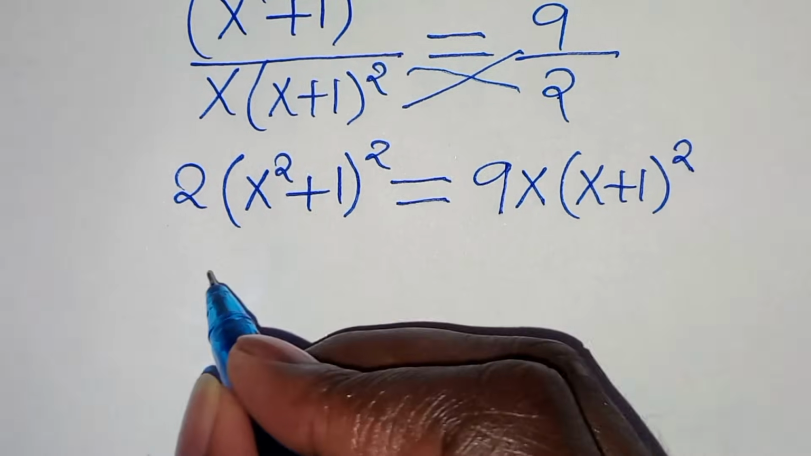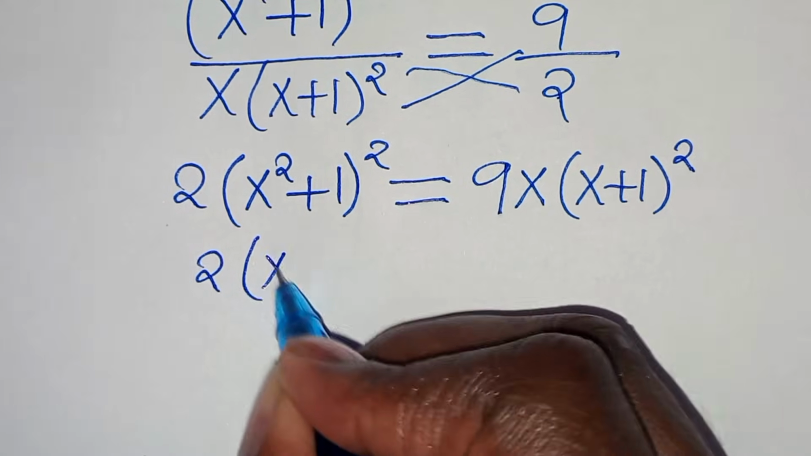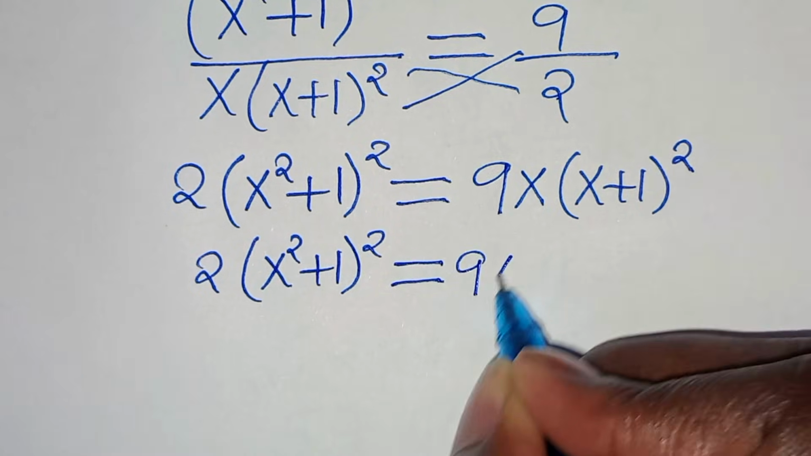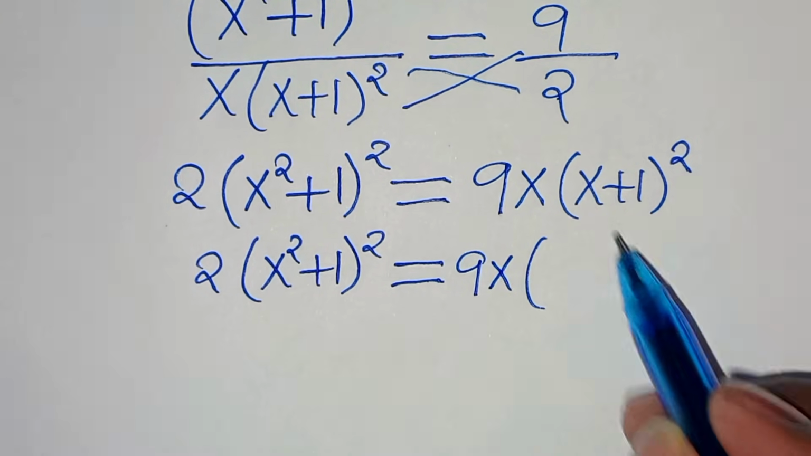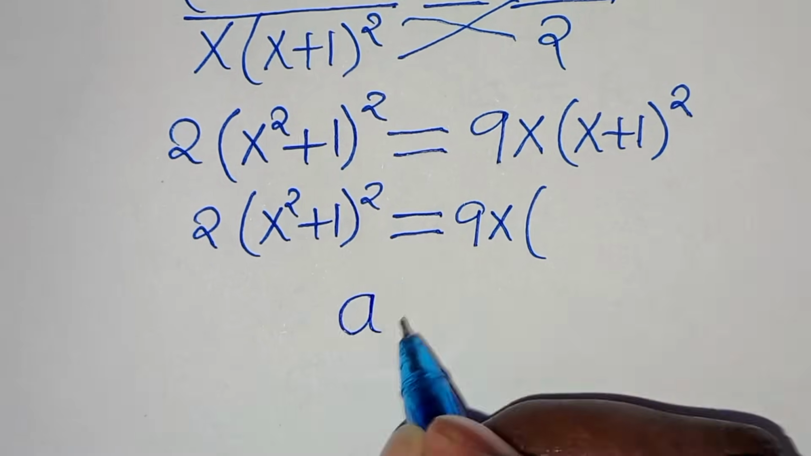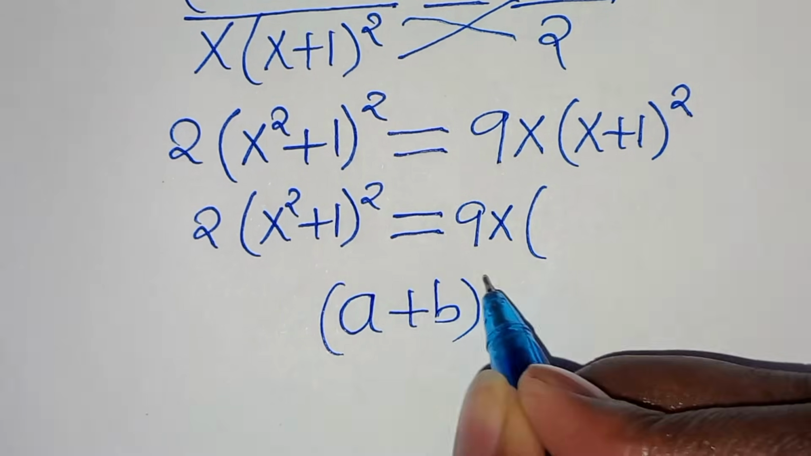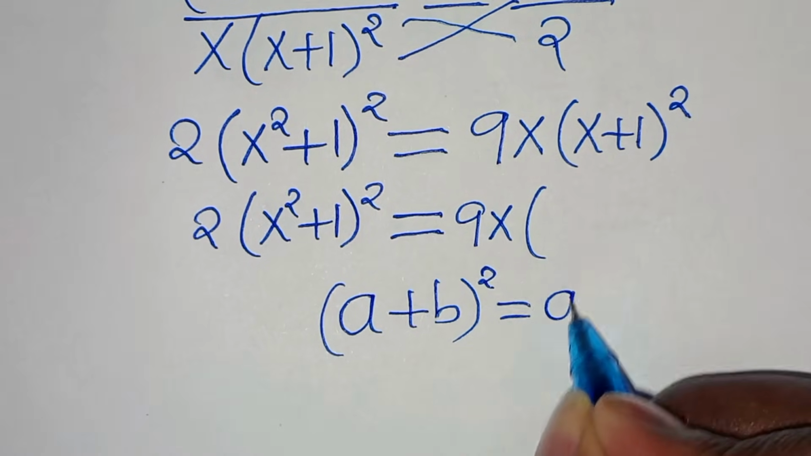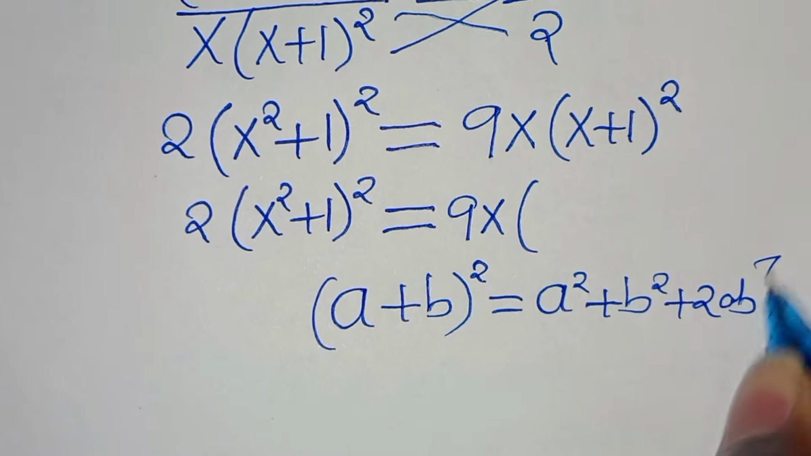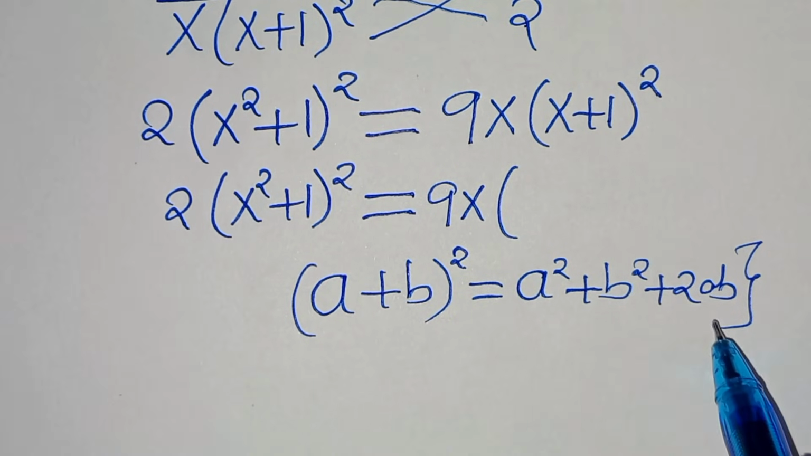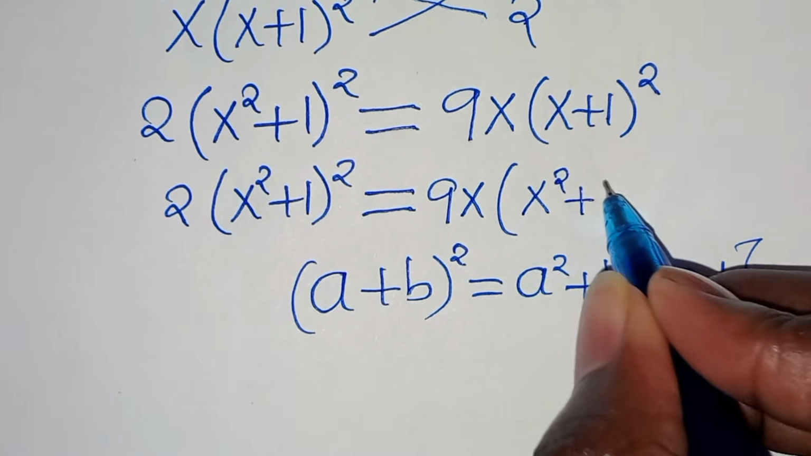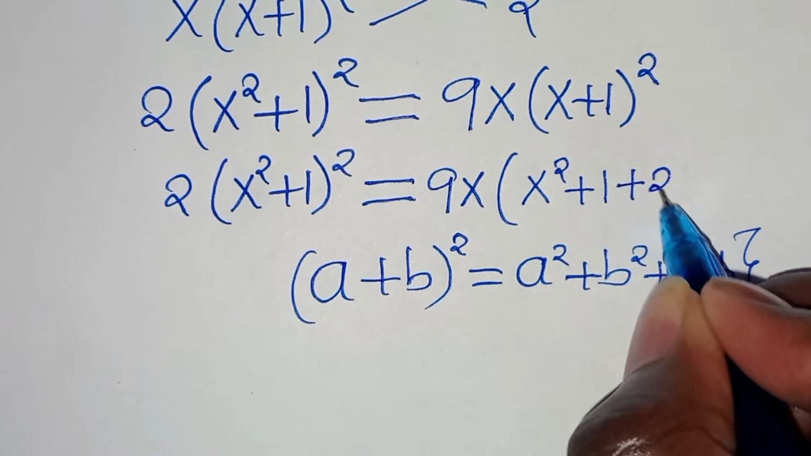Now, we have 2 multiplied by (x to the power of 2 plus 1) raised to the power of 2, equal to 9x into the parentheses, we have (x plus 1) to the power of 2. Remember, this is in the form of (a plus b) raised to the power of 2, which we can express as a squared plus b squared plus 2ab. Applying this algebraic identity, we have x squared plus 1, then plus 2x.